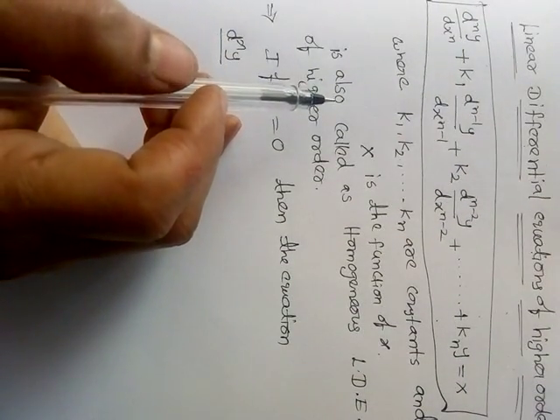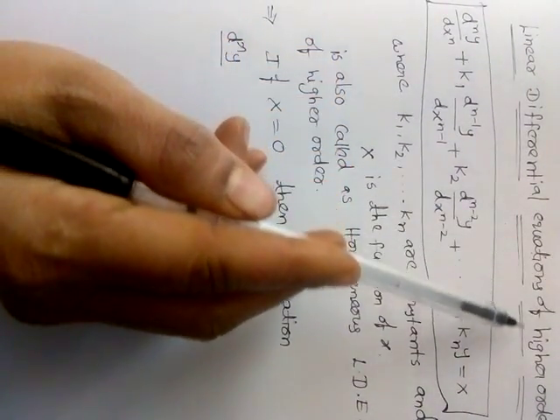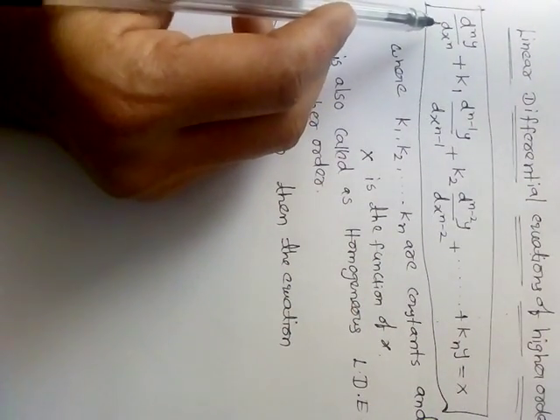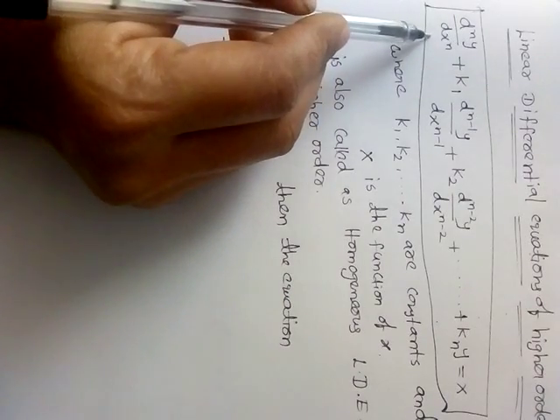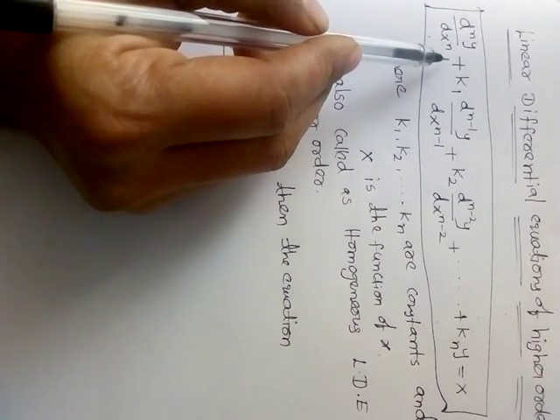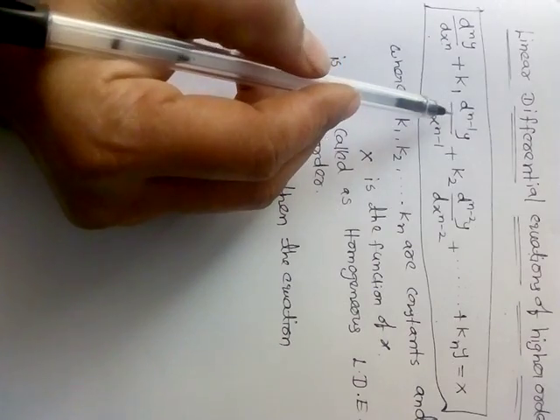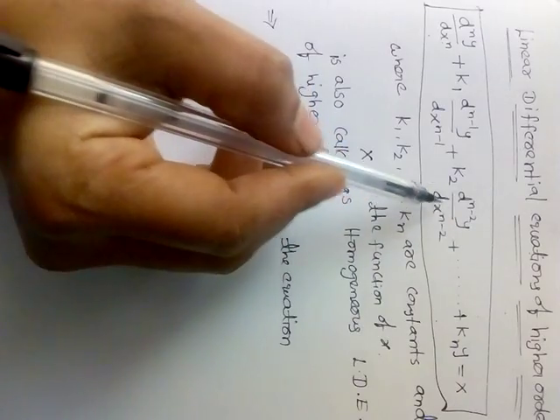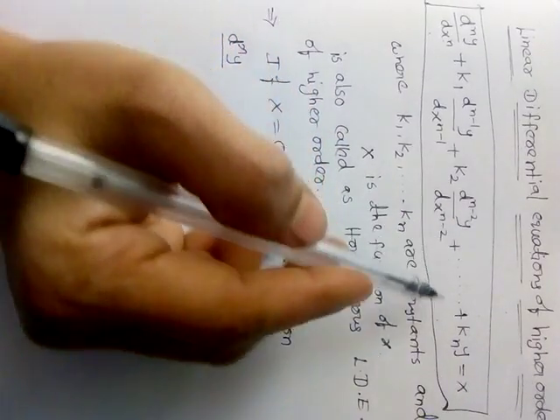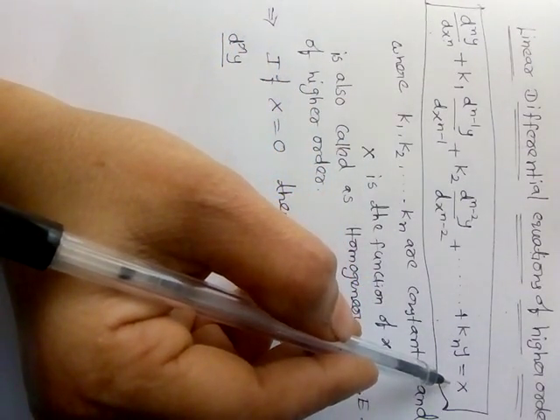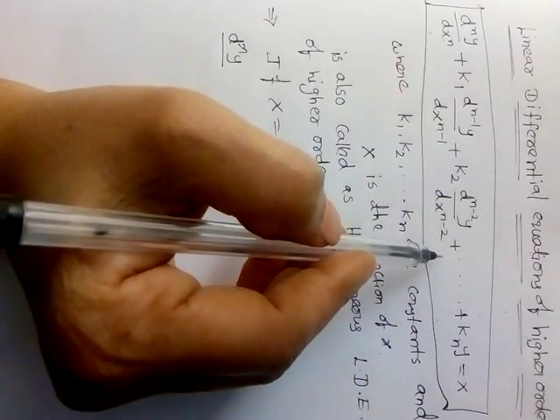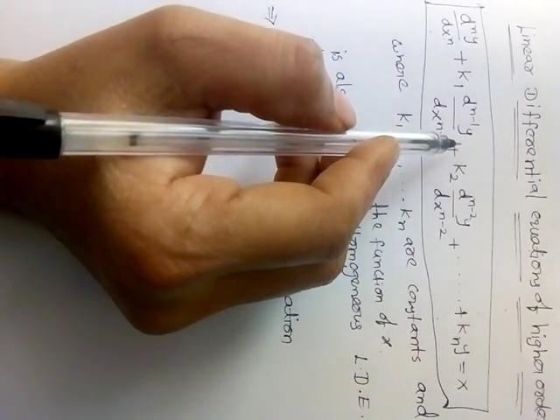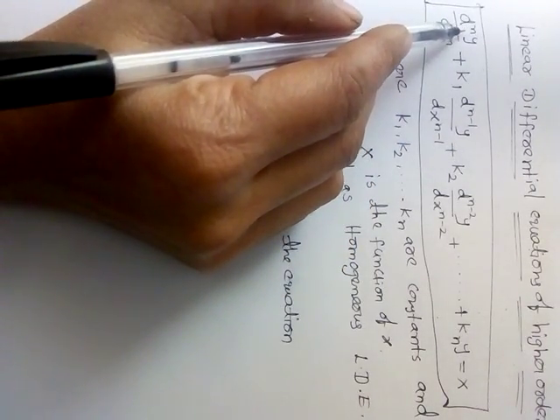Now we are going to discuss linear differential equations of higher order. First we take the equation d^n y/dx^n + k1 d^(n-1) y/dx^(n-1) + k2 d^(n-2) y/dx^(n-2) + ... + kn y = X. This type of equation is said to be a linear differential equation of higher order. Here we have the nth derivative term.